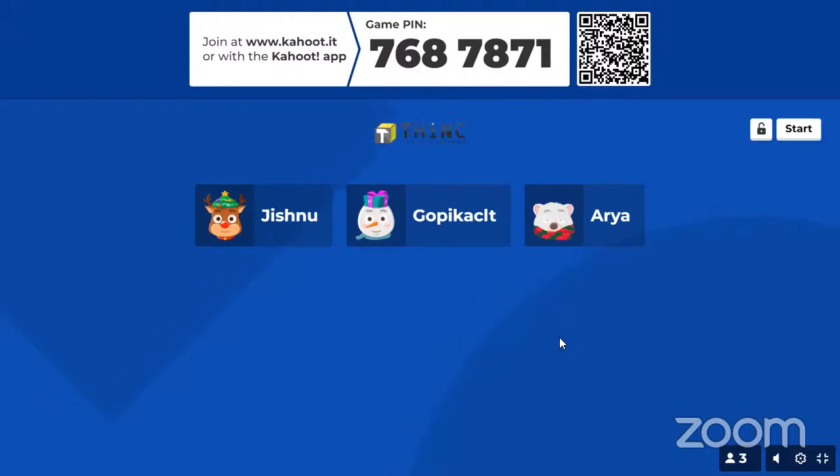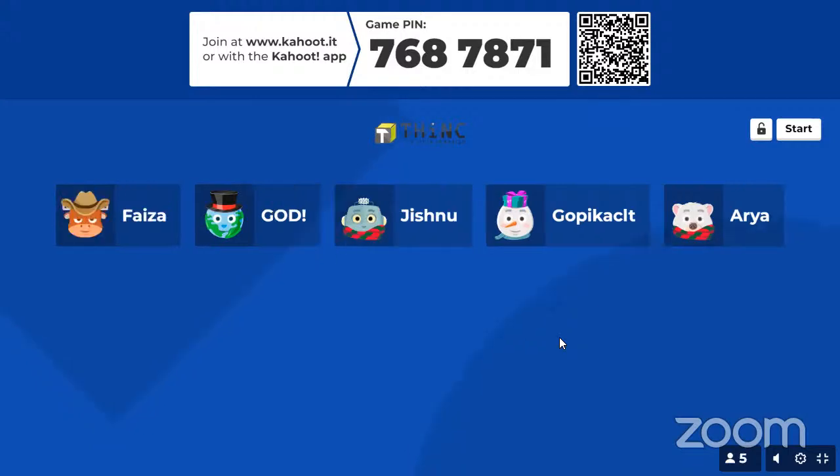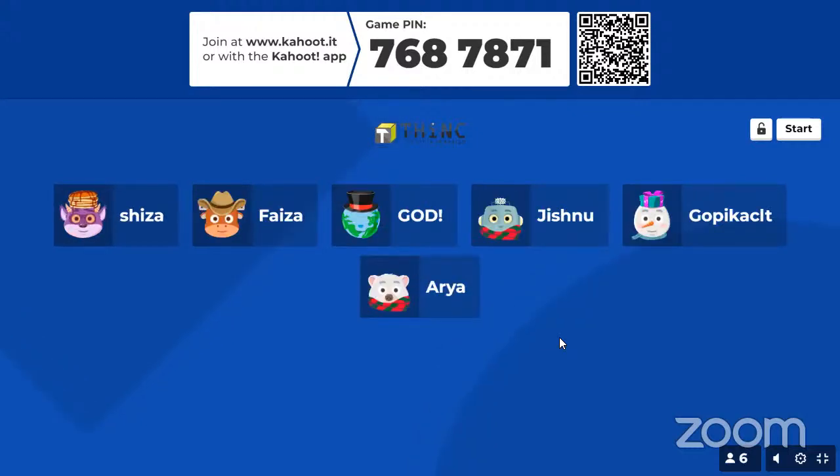So simple. You can see the game pin on the board. What you have to do is download the Kahoot app, or you can join via the website www.kahoot.it, and enter the game pin, and you can just enter into the gaming zone. The questions of this quiz will be visible on the YouTube live, and at the same time the options to answer will be visible on your Kahoot app or Kahoot website once you enter the game pin. If you think which one is the right option, you can just select the option and log the answer, and that's how you play the game.